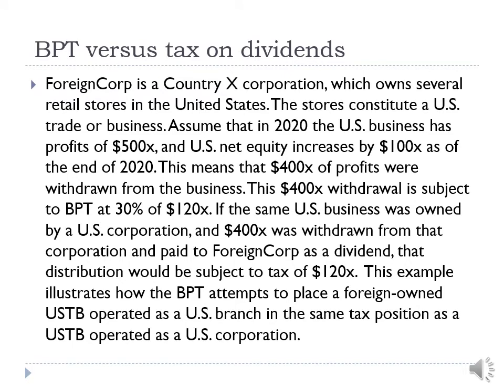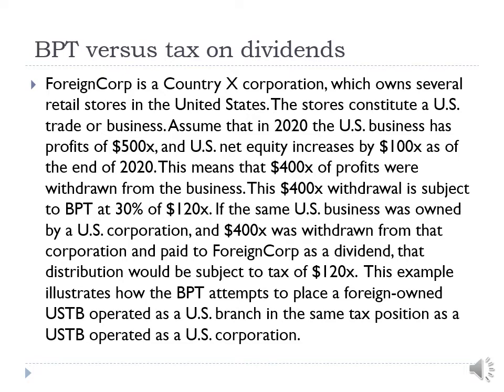Foreign Corp is a Country X corporation which owns several retail stores in the United States. The stores constitute a U.S. trade or business. Assume that in 2020, the U.S. business has profits of $500 and U.S. net equity increases during the year by $100 as of the end of 2020. This means that $400 of the profits were withdrawn from the business. This $400 withdrawal is subject to branch profits tax as a dividend equivalent amount at 30% for a tax of $120.